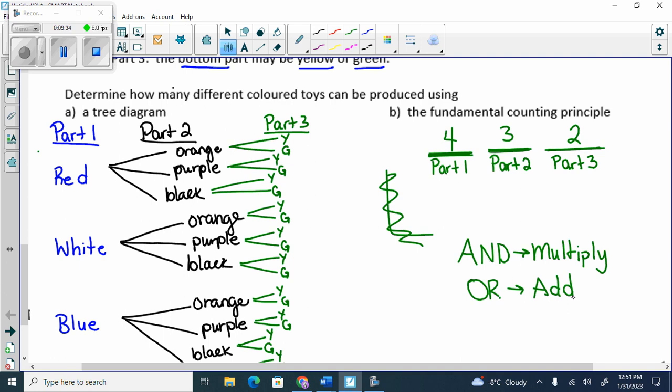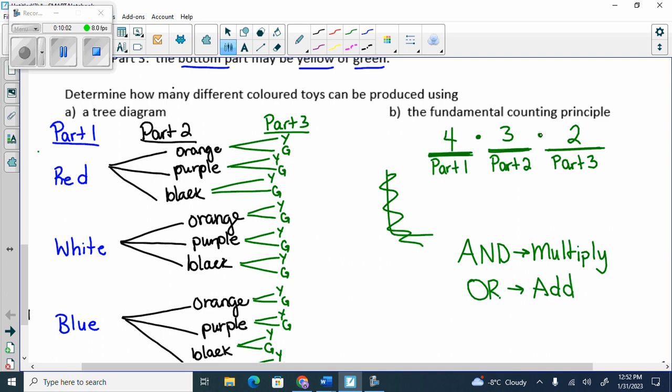So if I use the word and, I'm going to multiply. What the heck does that mean? Well, if I need part 1 and part 2 and part 3 to make the robot, I multiply, correct? If I need part 1 or part 2 or part 3 to make the robot, I would add. We agree? But if I'm saying or, that means if I have part 1, I have a robot, or if I have part 2, or if I have part 3. I don't want that. I want and. I want part 1 and part 2 and part 3 to make the whole toy. We agree? So that's why the fundamental counting principle multiplies.